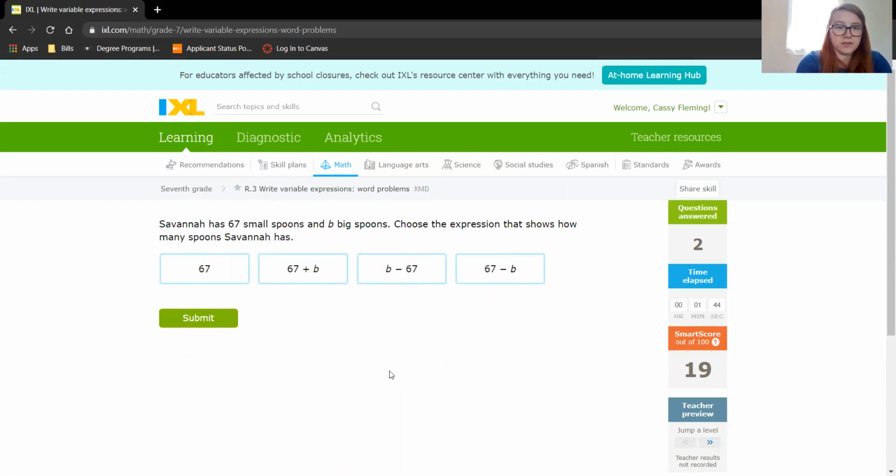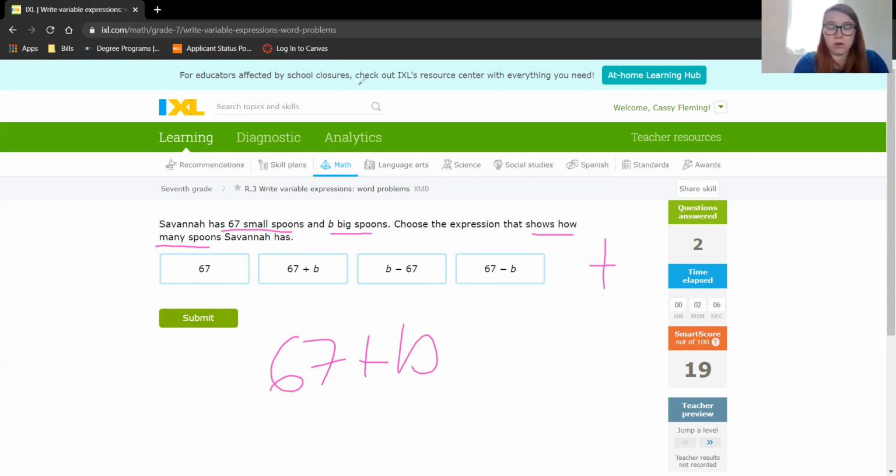Savannah has 67 small spoons and B big spoons. Choose the expression that shows how many spoons she has. So it wants to know how many total. We know that's addition. We know there are 67 and we have to add. We don't know how many big spoons there are. It just gives us the variable B, but we know whatever it is, it's going to be addition, and B is our variable we're using. This is not addition, this is not addition, this has no addition. That leaves us with 67 plus B as our answer.